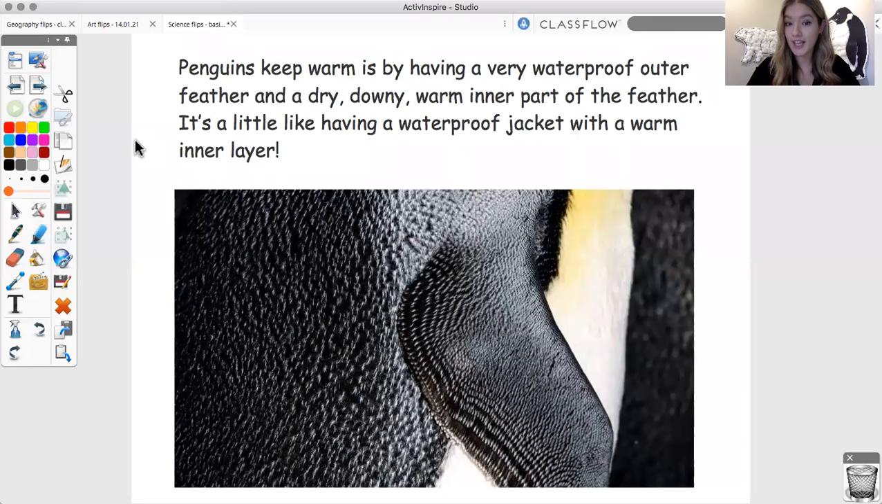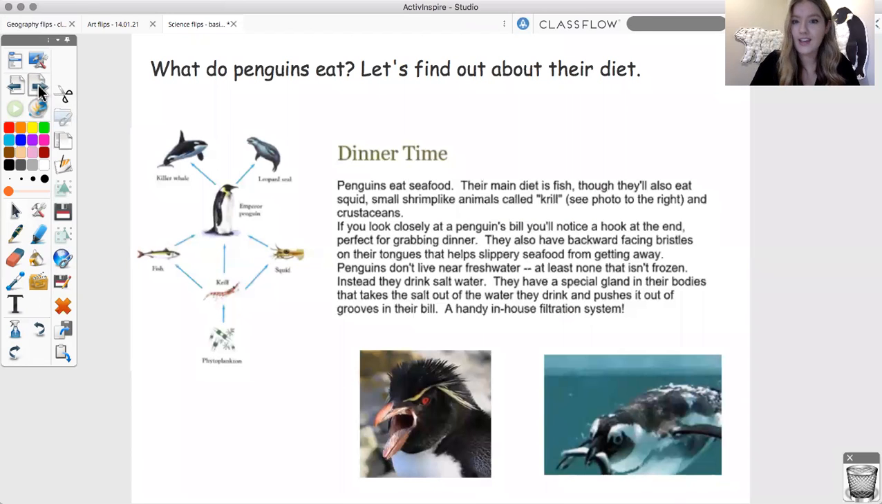So, penguins keep warm by having a very waterproof outer feather and a dry, downy, warm inner part of the feather. It's a little like having a waterproof jacket with a warm inner layer. And here we can see a very fascinating picture close up of a penguin's coat. Now, what do penguins eat? Let's find out about their diet.